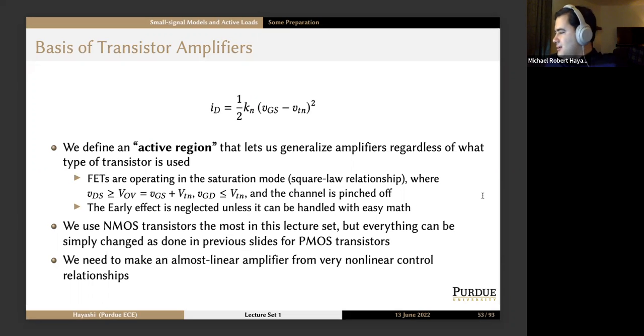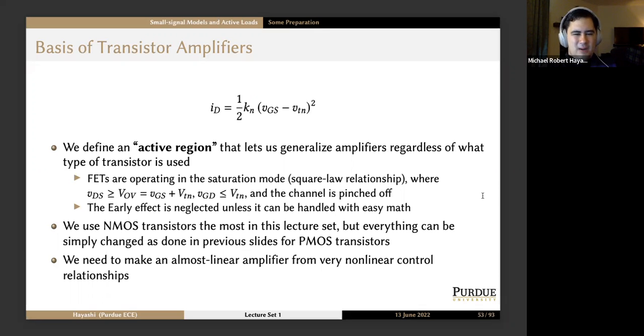You can see we didn't include the early effect. We're going to neglect it unless it's really easy to handle. So we're operating in saturation mode. The channel is pinched off. We're going to use NMOS transistors the most in this lecture set. Everything can simply be changed as we did in the previous slides for PMOS transistors. We had a slide about how you handle PMOS transistors and how you swap the polarity of voltages, and you sometimes use absolute value signs, what have you.